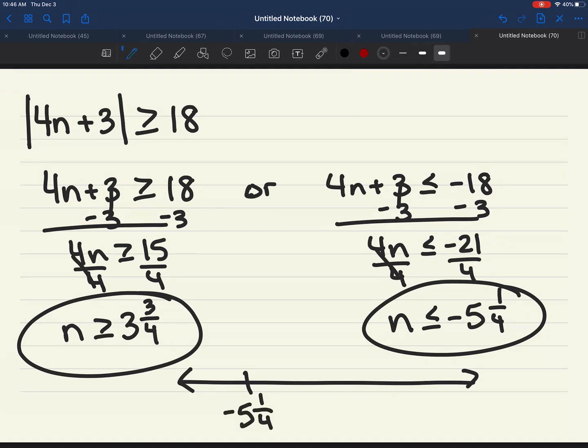All right, what type of circle at -5 1/4? It'd be closed. Going what direction? If it's less than, it'd go to the left. My bad. And then 3/4, is it open or closed? Good.